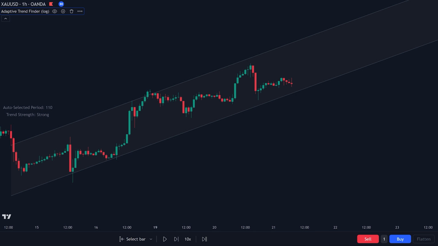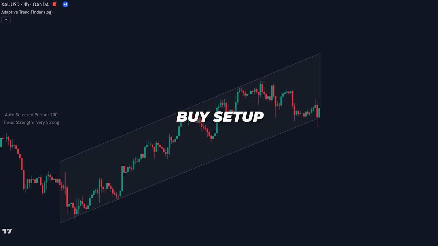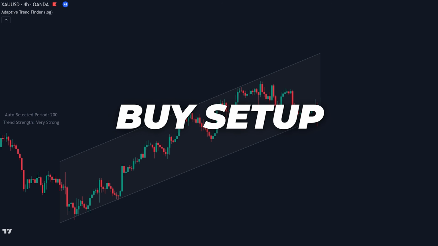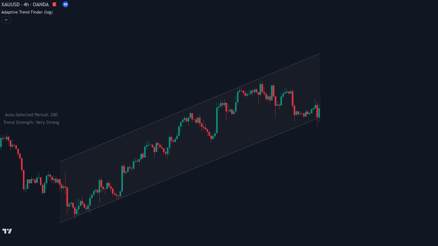Next, we're going to explore how we can use the Adaptive Trend Finder indicator in our trade. Buy trade setup. The chart shows that the price is moving within an upward trend channel, and the great thing about this setup is that the indicator automatically detects these trend channels for you. This removes the guesswork from spotting potential buying opportunities.